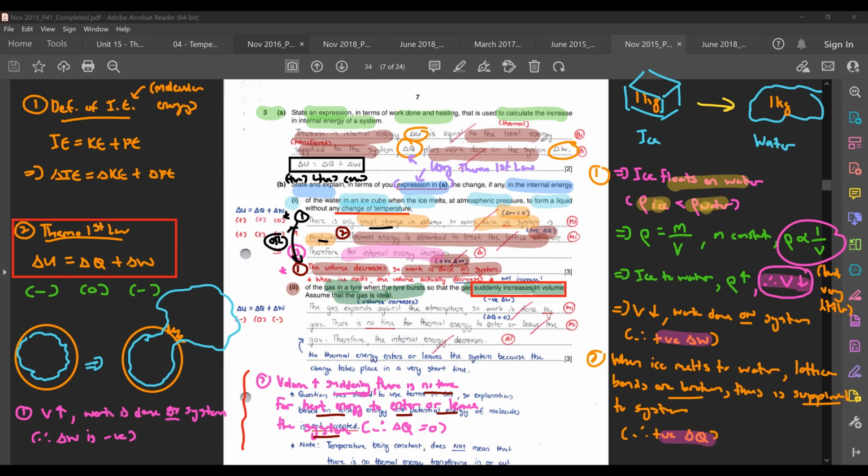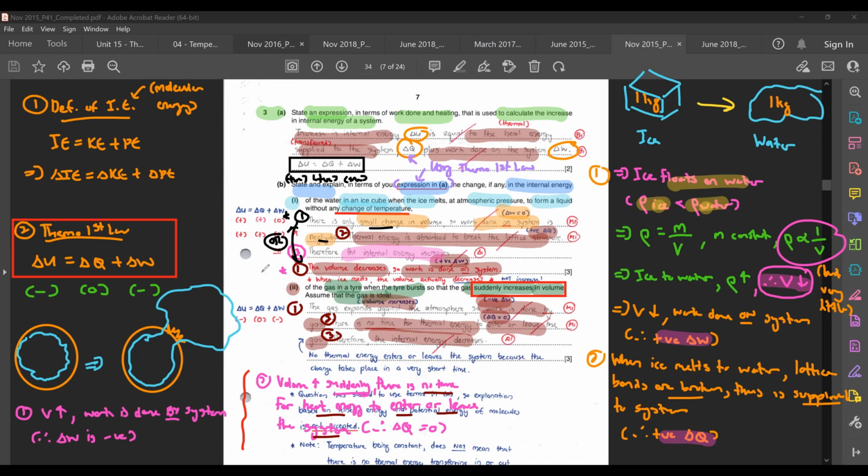Okay. So how would you word your answer? You can actually just say your volume of gas increases, so work is done by gas. It's negative delta W. And then the next thing you would write is there is no time for thermal energy to enter or leave your gas. So this one is delta Q 0. Therefore, your internal energy would decrease. Okay, so these are your 3 points that you would tend to write here.